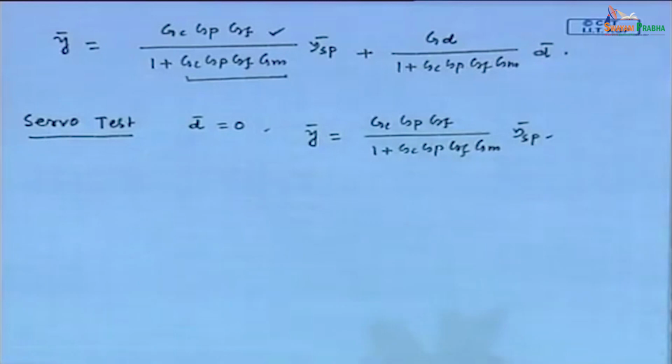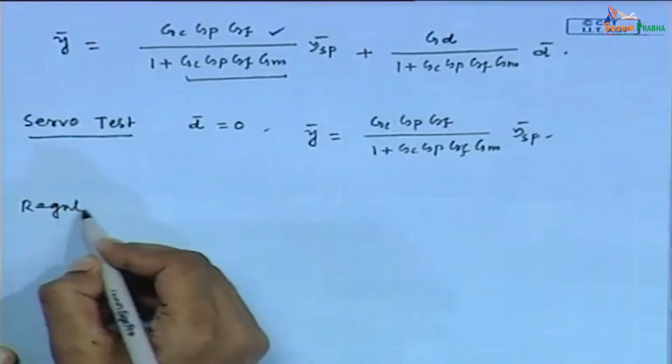Now, this is called the servo problem, and sometimes another term is used, that is set point tracking. So, set point tracking performance is observed by performing the servo test. Another test is the regulatory test.